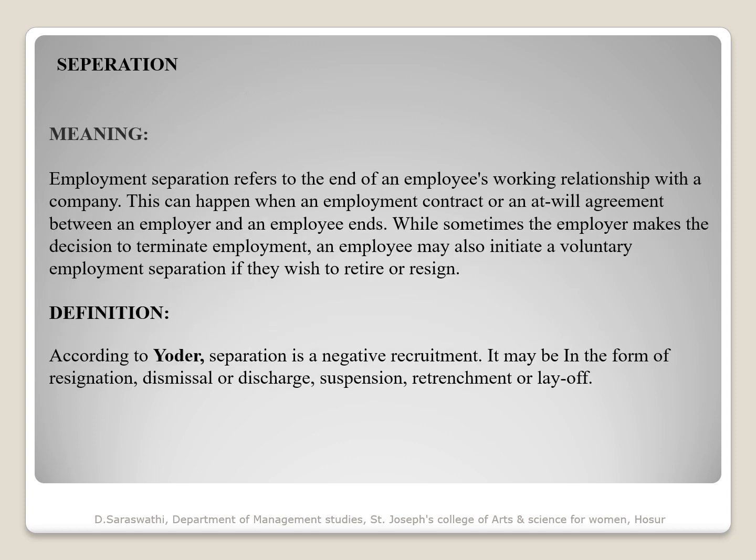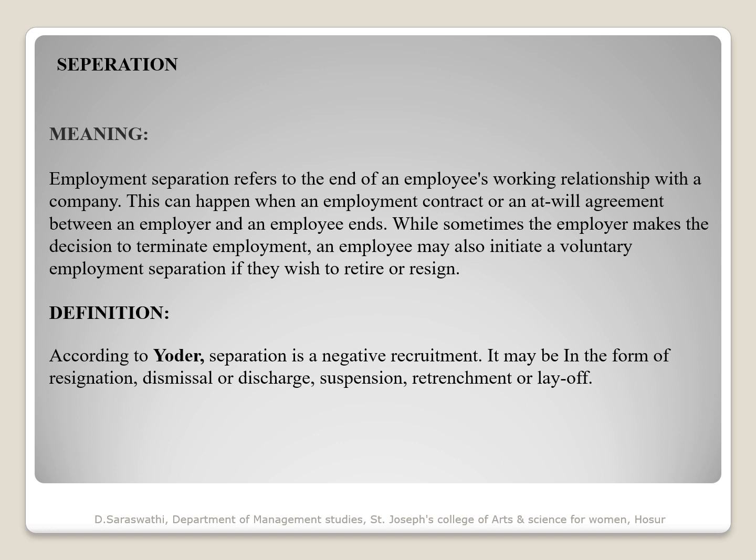Separation. So what is the meaning of separation? Employee separation refers to the end of an employee's working relationship with a company. So the employee will be separated from an organization. When will this happen? When an employment contract has been completed, or under an at-will agreement between an employer and employee. An at-will agreement is nothing but an agreement between the employer and employee.